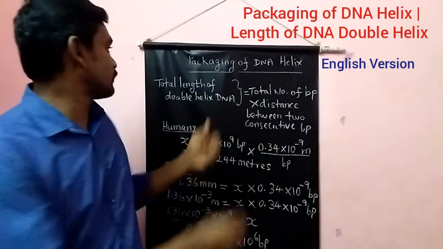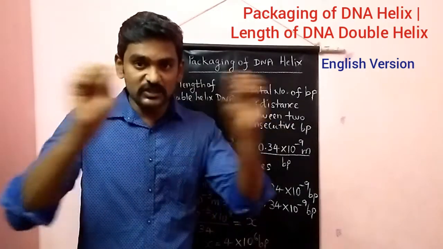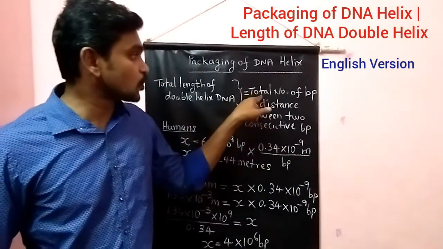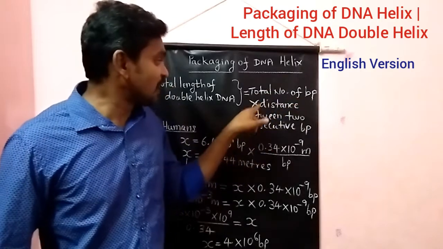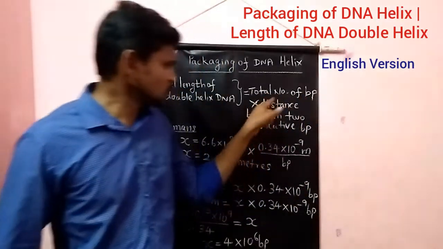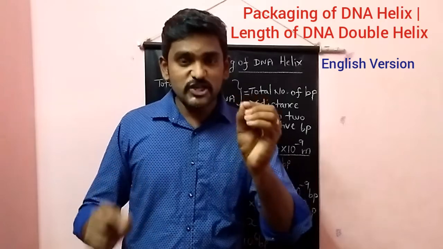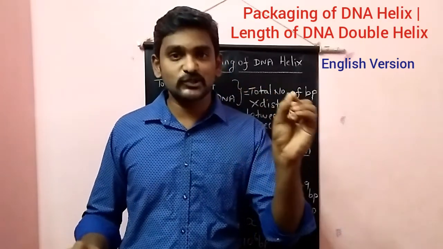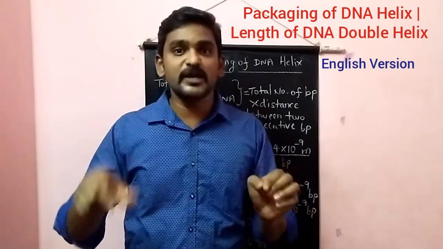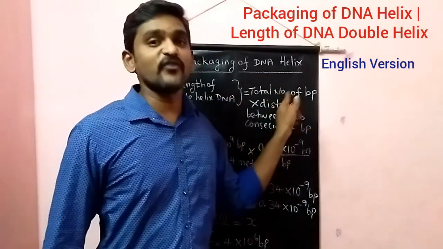I have given an example here. The total length of the double helical DNA will be measured with a formula. So what is the formula? You can see here: total number of base pairs into the distance between two consecutive base pairs. What do we mean by total number of base pairs? In an individual cell, how many base pairs are there, for example AT, GC, CG, like that? How many base pairs are present in a single cell? That is called the total number of base pairs.